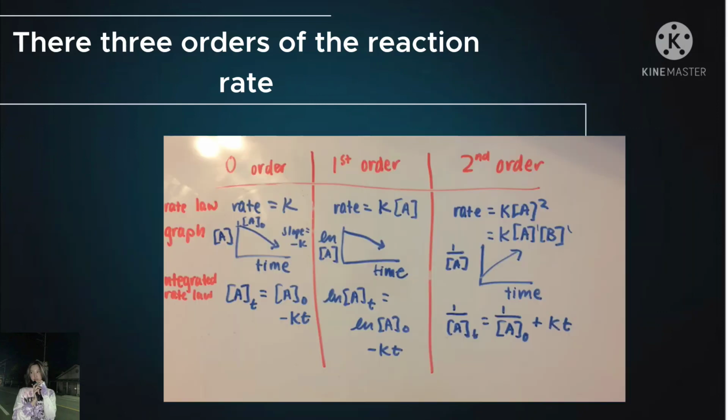Here is a graph or a diagram that can show differences of the three orders. Zero order has the rate law: rate equals k. As for the first order, it is rate equals k[A]. Second order: rate equals k[A] squared, or k[A][B] for reactant A and reactant B. For the graphs, as shown, these are the different graphs that have been mentioned. And these are the integrated rate laws that would be explained further.